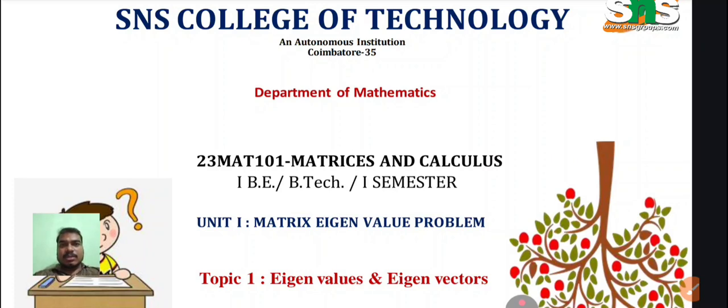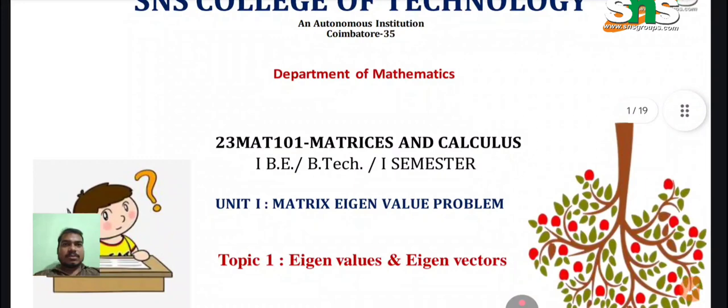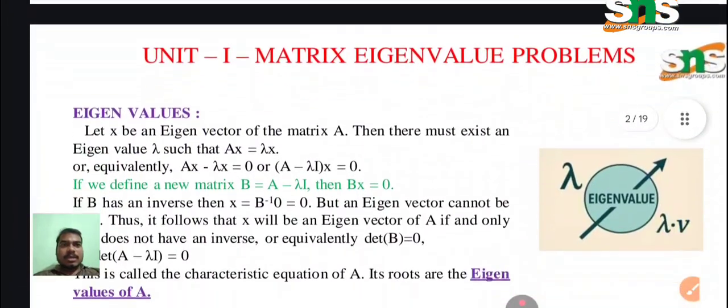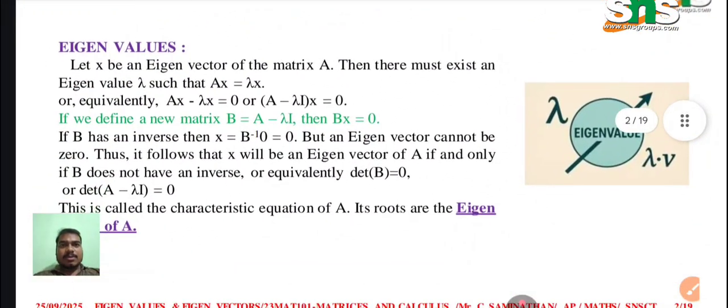Today we are going to start our session with the basic definitions of matrix and calculus. Already we know the definition of matrix: the rectangular arrangement of elements is called a matrix. Let us see the first topic, eigenvalues. Let x be an eigenvector of a matrix A. Then there must exist an eigenvalue lambda such that Ax equal to lambda x.